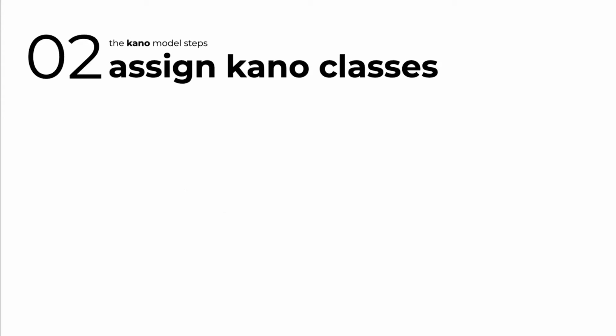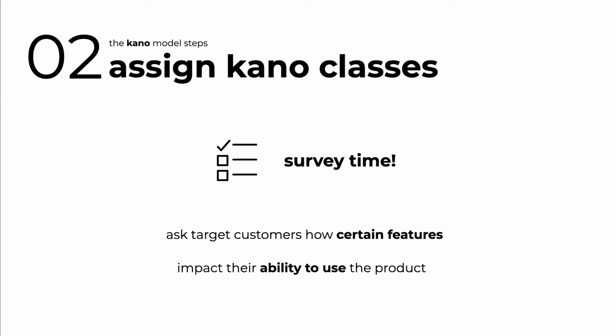So that brings us to step 2, assigning a Kano class to each feature. There are a number of different survey types I've tried for Kano model analysis, and I have a blog post on my website that goes through the different types of surveys I've tried. I'm just going to talk today about the one that has worked best for me. What you're going to do is create a survey, and the essence of the survey is you're going to ask your customers how certain features impact their ability to use the product. Sometimes it gets to, are you even willing to buy this product? But it's really about whether they can even use this product with or without this feature.